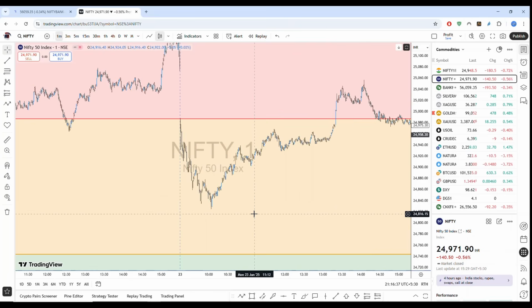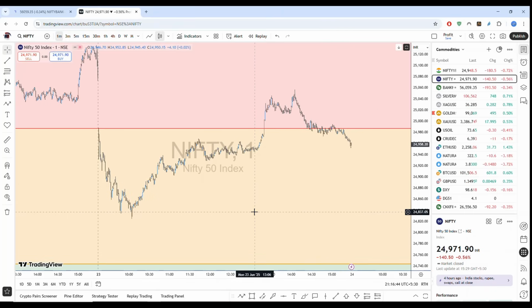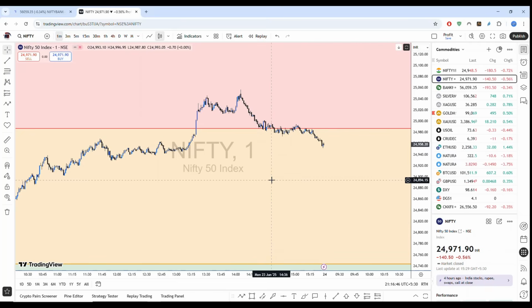Okay, that's all, traders. Practice the things, and merge the things. Maybe you can utilize this concept along with your trading system, and it will be helpful in your trading career. So that's all for today.